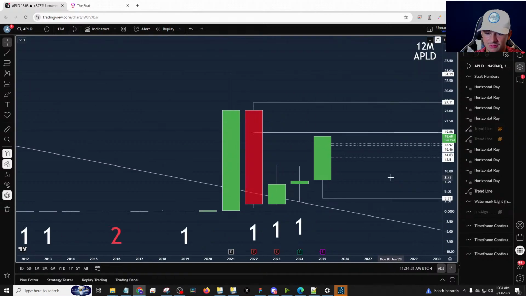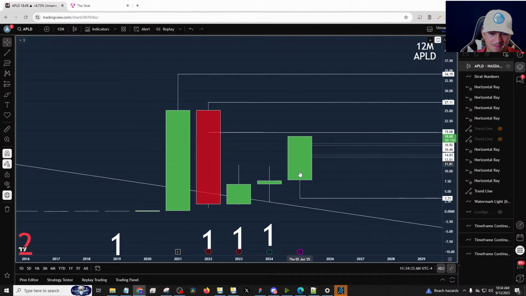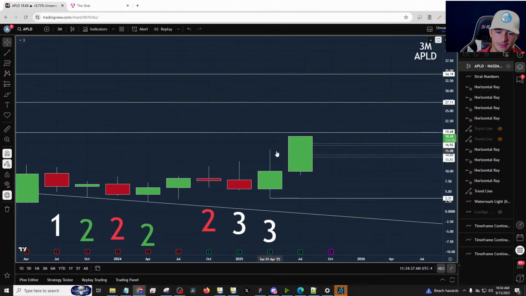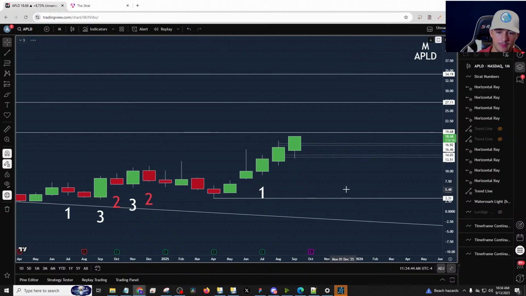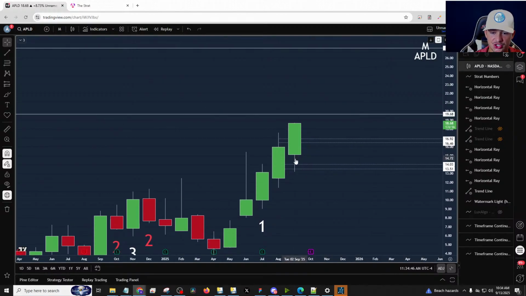Well, what's happening this year? It's going up this year. The quarter, is it a 2 up this quarter? It is. It's making new highs relative to last quarter. This month, it started as a 1, but it went green here.